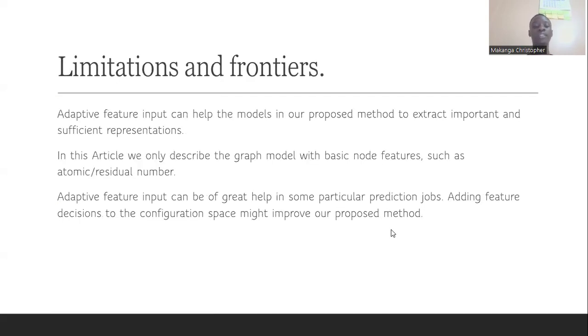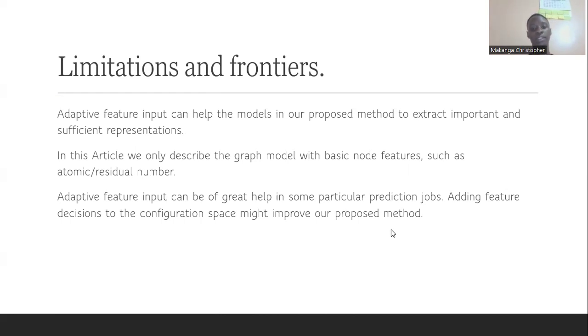And then limitations and frontiers. The adaptive feature input can help models in our proposed method to extract important and sufficient representations. As GLAM adapts to different sizes of data sets, this can help our model extract important and sufficient representations. So since it adapts to any size of data set, it can easily choose or extract the most important features that we may need to perform our training.